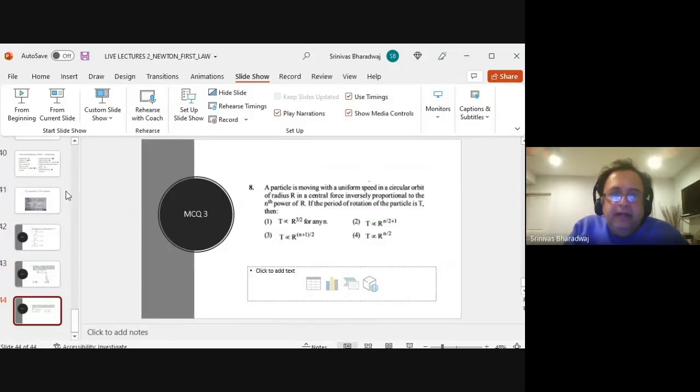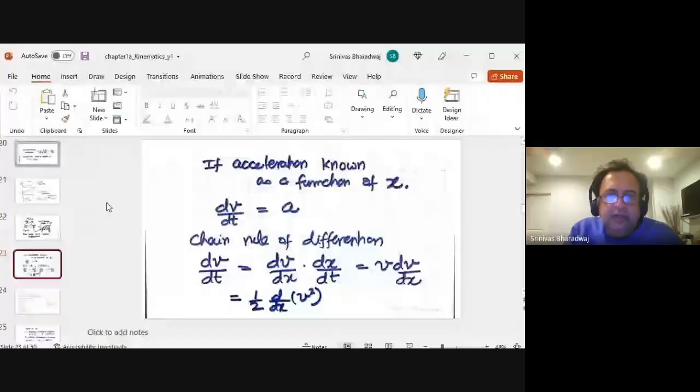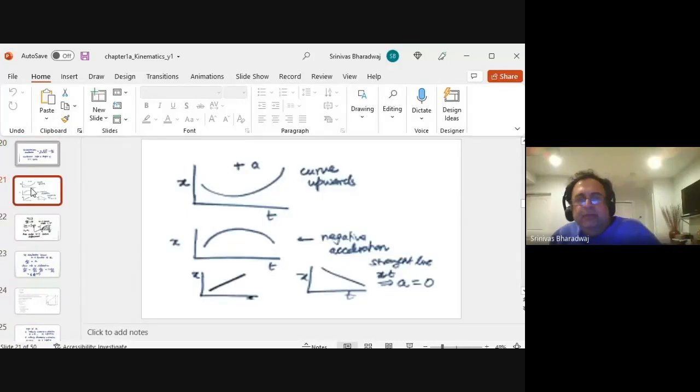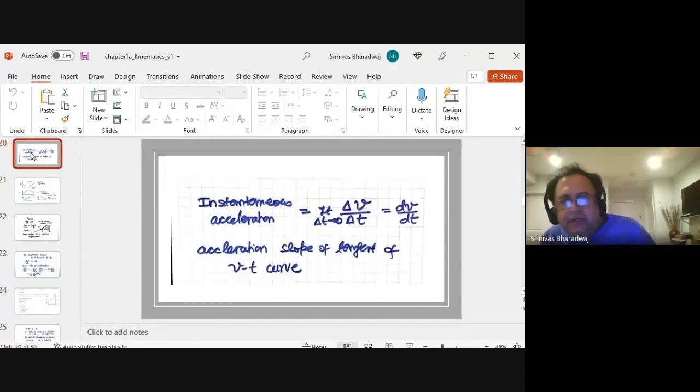Now I did want to explain also a little bit about kinematics in 2 dimensions. Let me go over projectile motion a little bit, but before that, let me explain this chain rule, right? So this part I hope you've already learned, right?